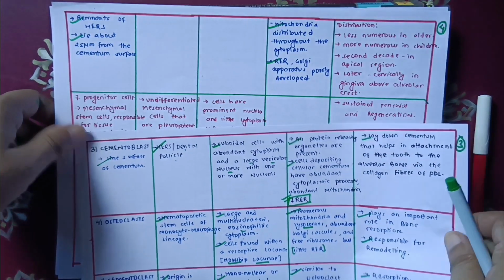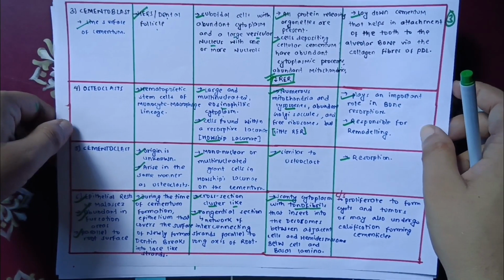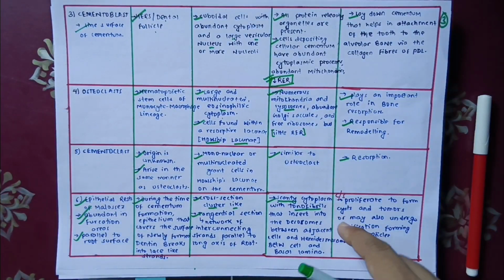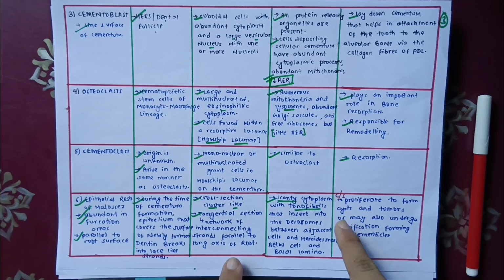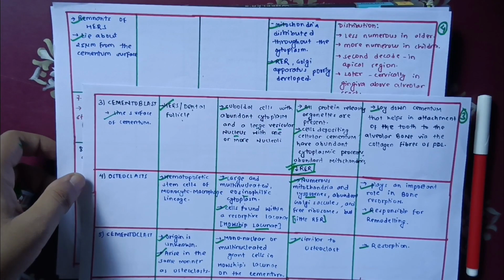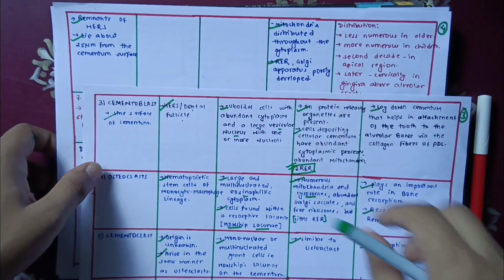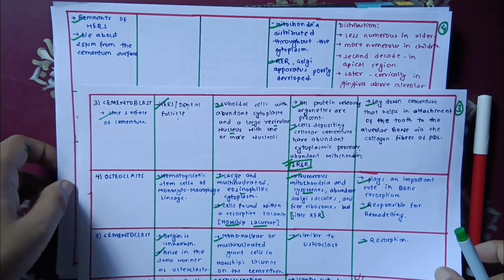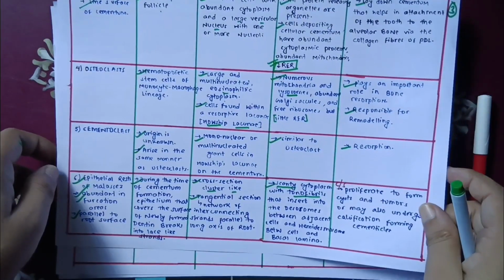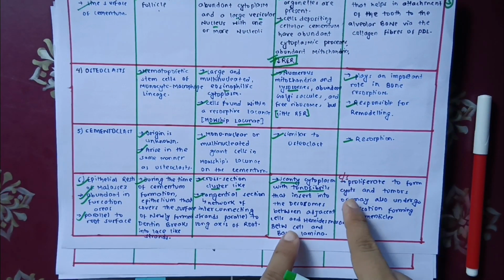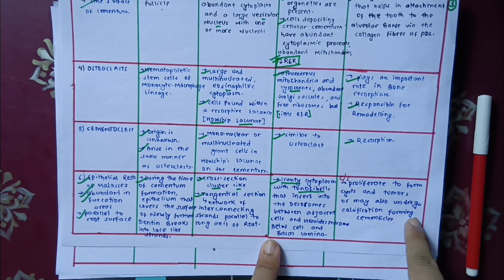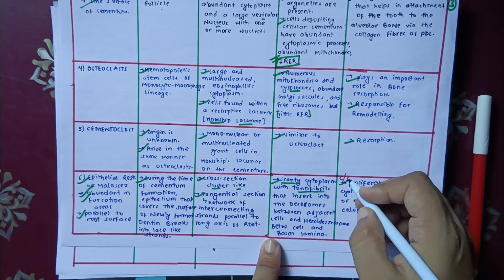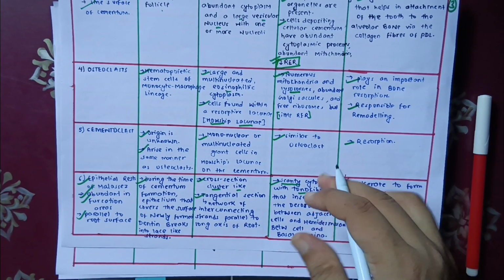After that, I have written here that particularly the functions of this epithelial rest of Malassez are not known. But we have the clinical significance of this epithelial rest of Malassez, and also the distribution. In this clinical significance, we can see here the proliferation to form cyst and tumor, or they may also undergo calcification forming the cementicles. So it is a bit related to pathology.